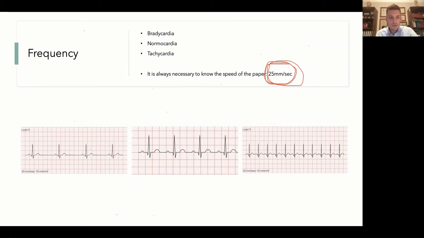So let's count the rules of ECG. You can see 3 strips right here. Can you guess which one is normocardic, which one is tachycardic, and which one is bradycardic? Let's think why.